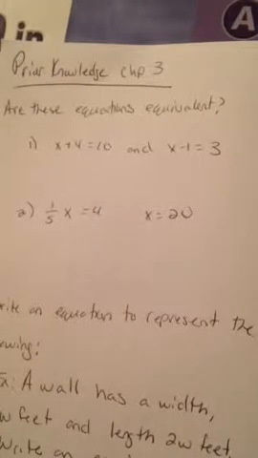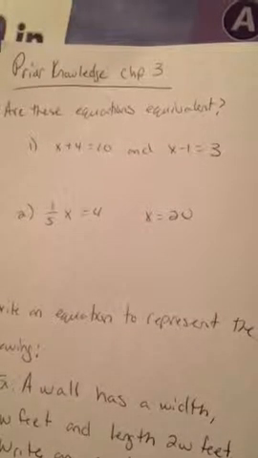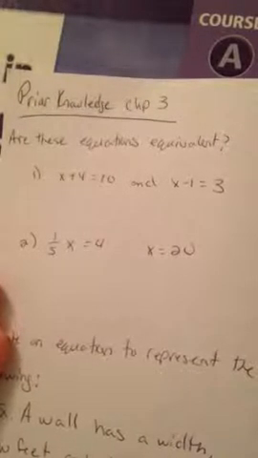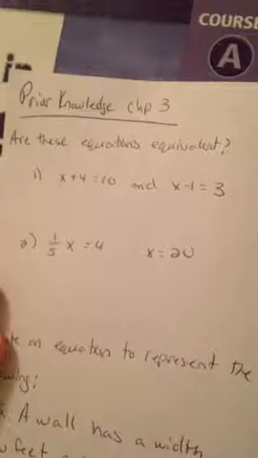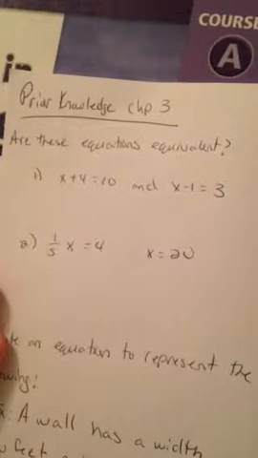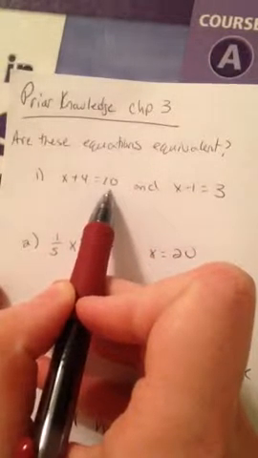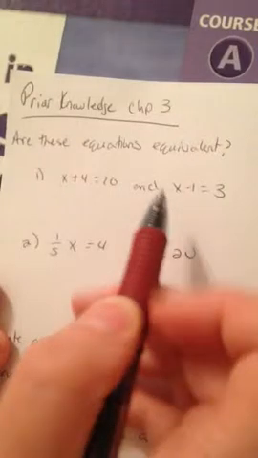So this video is just on prior knowledge that you guys have learned that will be helpful in Chapter 3. So the first part is, knowing are these two equations equivalent? And that means x equals the same thing. So I want to solve both of them. So my first one is x plus 4 equals 10, and x minus 1 equals 3. So I want to be able to tell if they're equivalent.